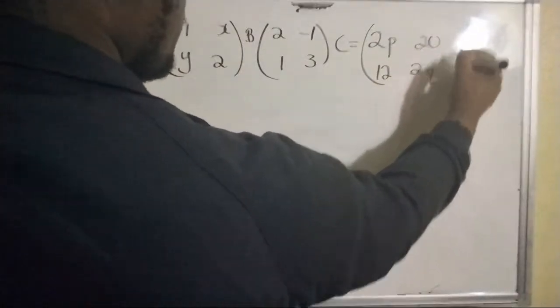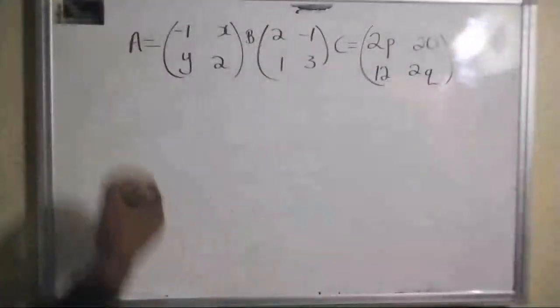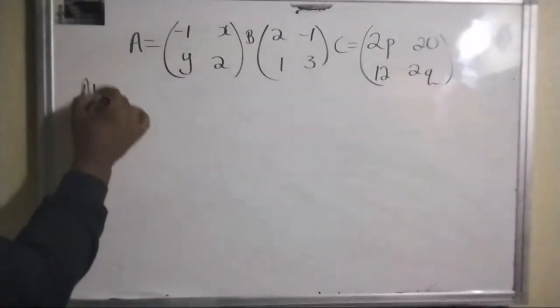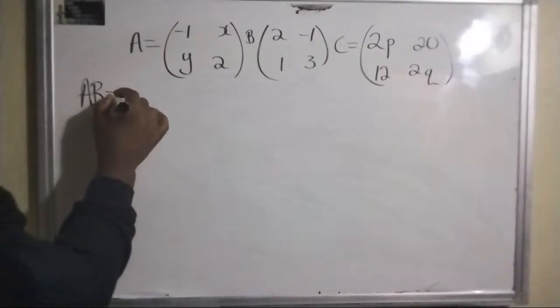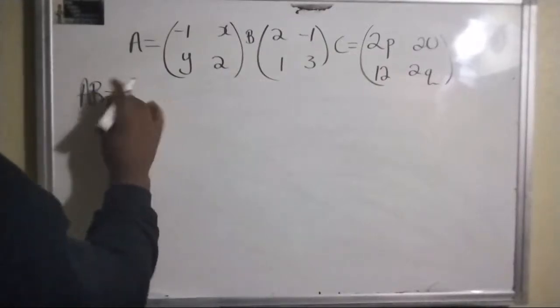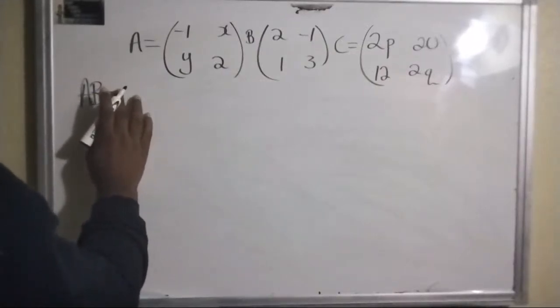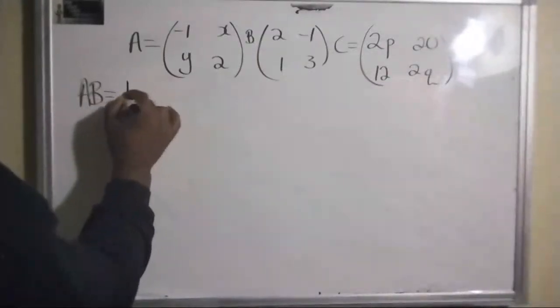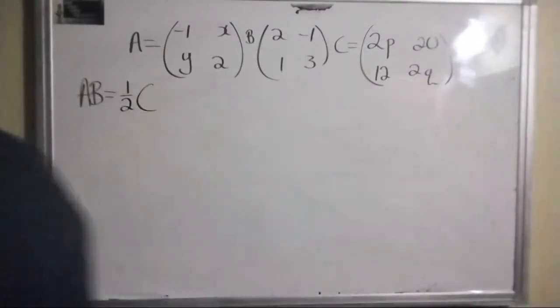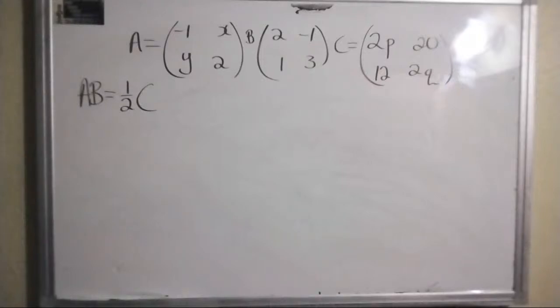And this one says that AB is equal to half C. So go ahead, subscribers, try that one. All you're doing is multiplying A times B and finding a half of C, alright?